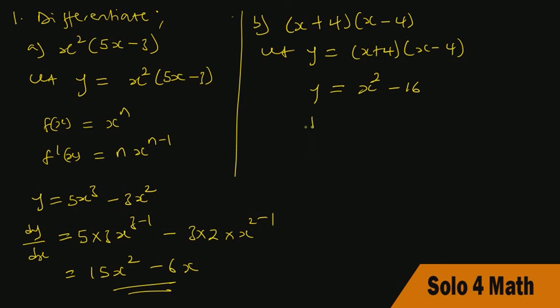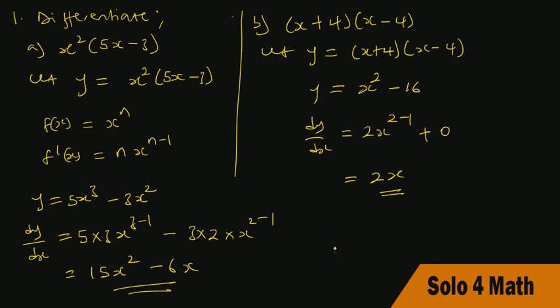So when we get the dy dx, we say the 2 drops, reduce the power by 1 here, and then we say the derivative of a constant is 0. So we have minus 0 plus 0, all the same. So this is giving you 2x.